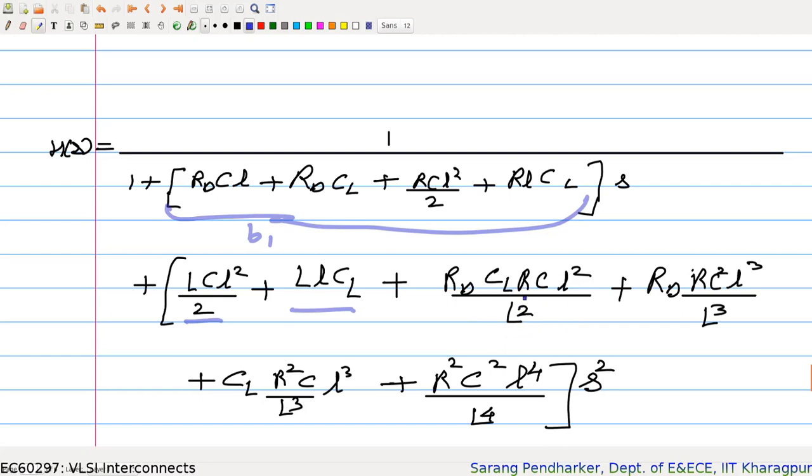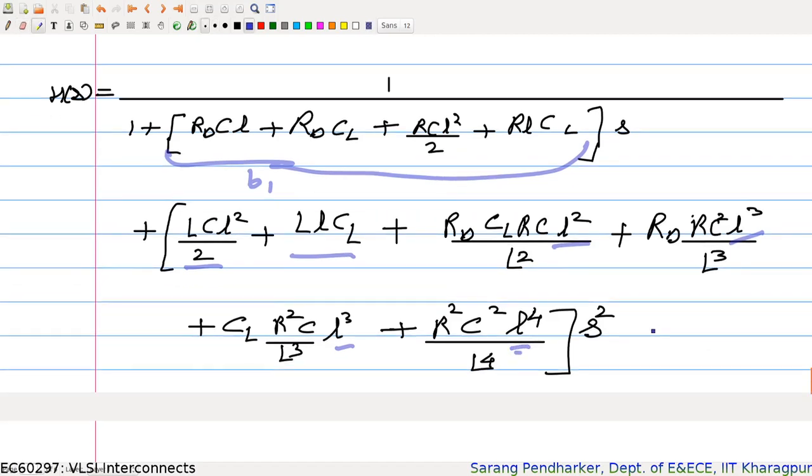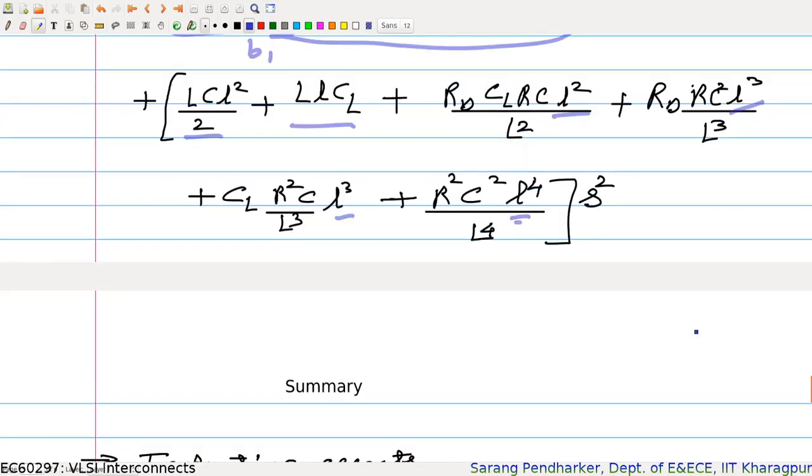There are many terms here. There is a term which is dependent on L square, and then there are two terms which are dependent on L cube. One term consists of RD, the other term consists of CL, and then there is the R square C square divided by factorial 4 L to the power 4 term as well. So you go through this derivation, it's important, and I will be keeping this lecture deliberately short so that you have enough time to go through this derivation.